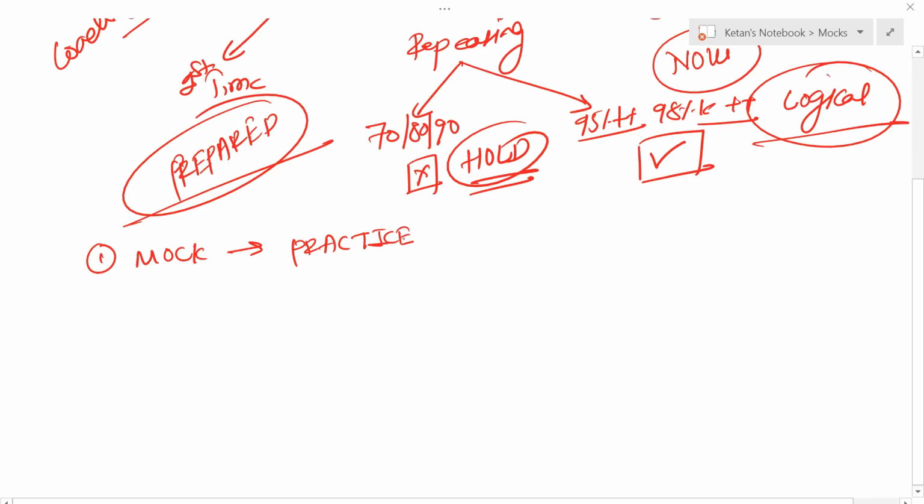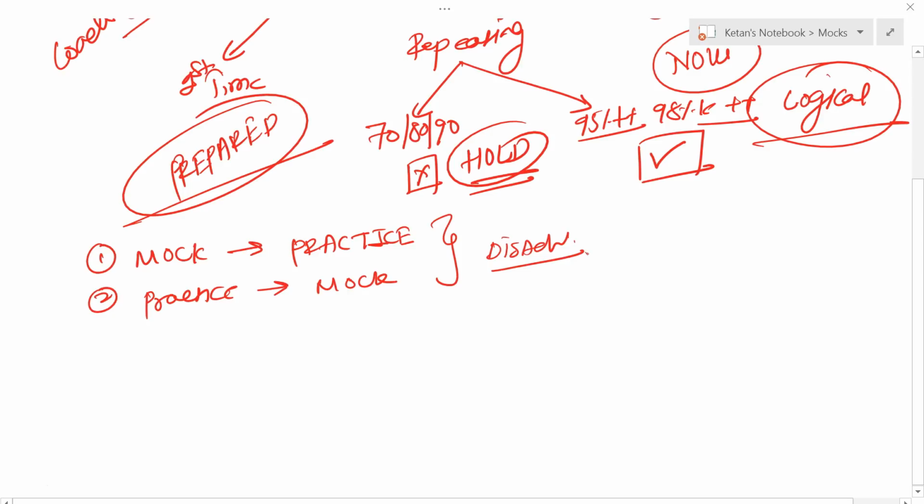Okay, so you write a mock, then you start practicing. That's scenario number one. Scenario number two is you practice, okay, you wait, and then you write a mock. Now, both the cases out here have their own disadvantages.